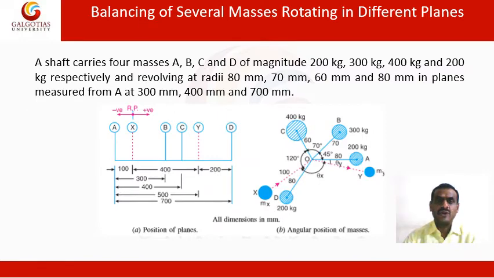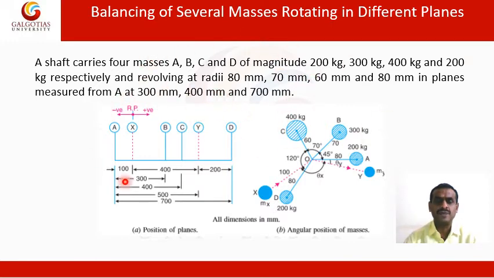Now we see the problem on balancing of several masses rotating in different planes. The problem is: a shaft carries four masses A, B, C, D of magnitude 200 kg, 300 kg, 400 kg and 200 kg respectively, revolving at radii 80 mm, 70 mm, 60 mm and 80 mm in planes measured from A at 300 mm, 400 mm and 700 mm. So this is the problem given.